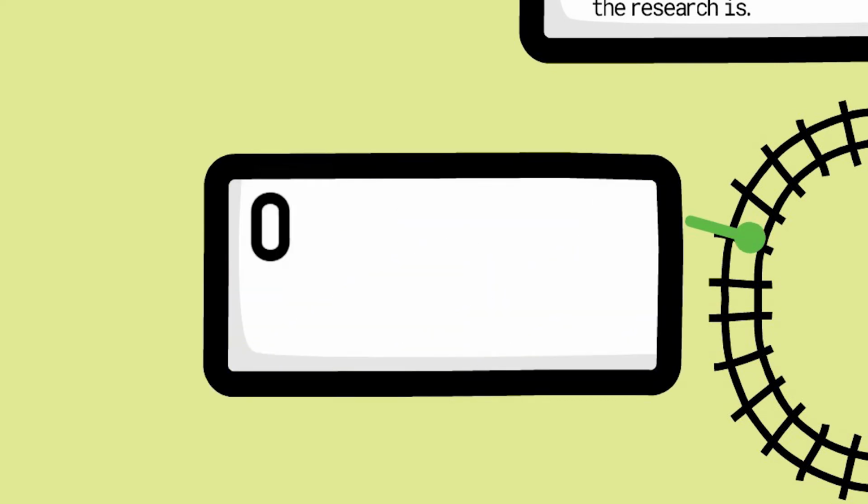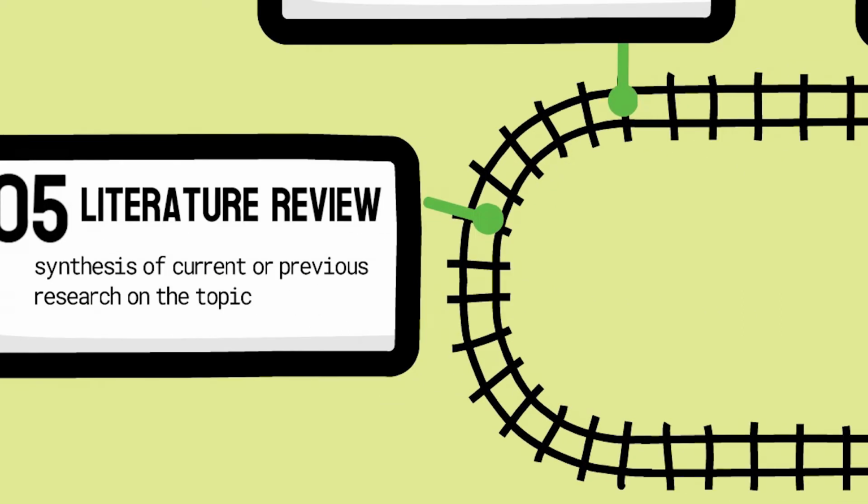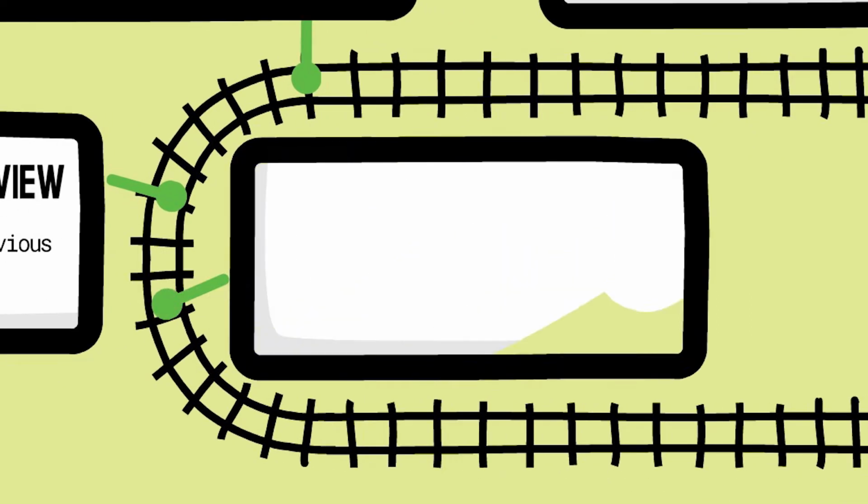The literature review. The literature review is a synthesis of current or previous research on a topic. It highlights gaps in the literature and substantiates the need for the study. Sometimes literature reviews are organized in subsections with thematic headings, and that makes for easier reading.